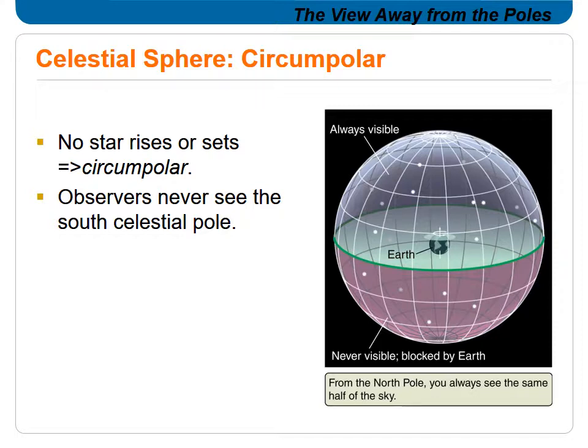Likewise, at the South Pole, the South Celestial Pole would be directly overhead, and all the stars would be circumpolar. The stars rotate clockwise around the South Celestial Pole.